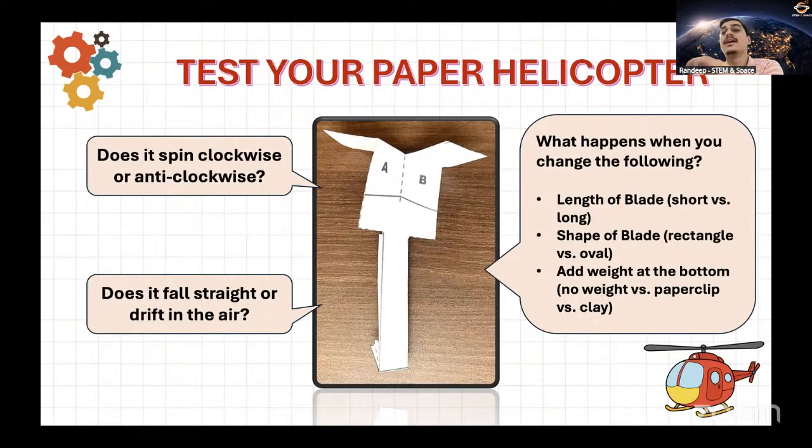Okay. And apart from that, you can also add weight at the bottom, the portion where you have folded the fold Z. Okay. The portion where you have folded Z, over there, you can actually add some weight by attaching a paper clip, or by attaching a clay ball, because clay will be much heavier than a paper clip. And then just find out what is the time that the paper helicopter is now taking compared to no weight. So these are the various ways in which you can actually test out your helicopter.